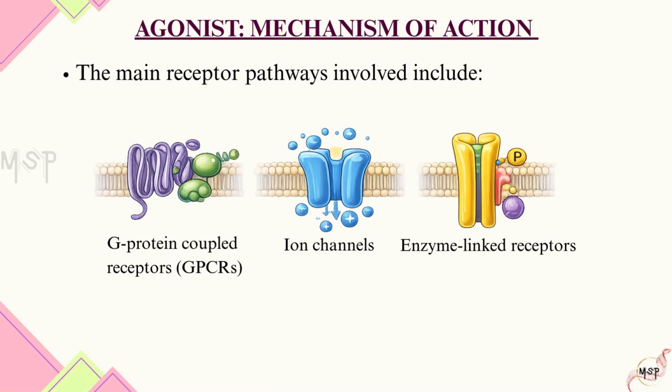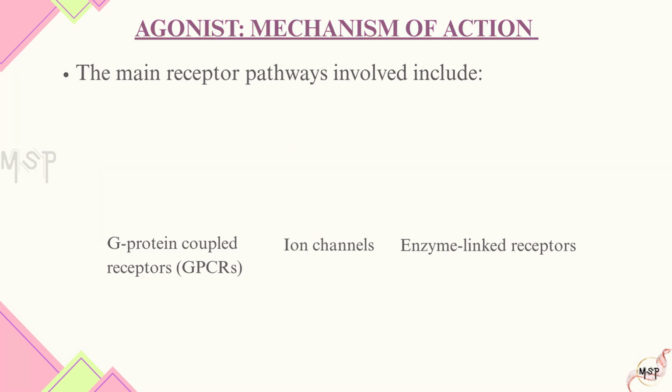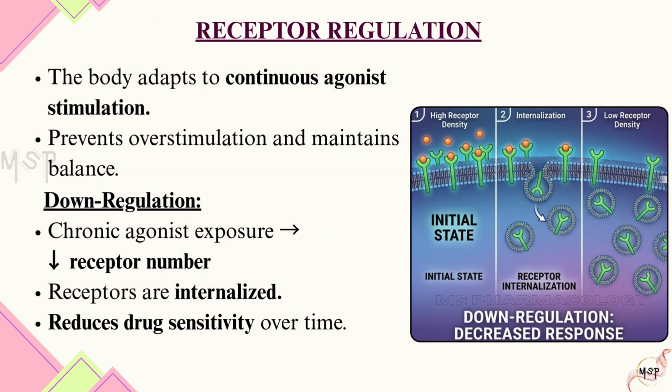The main receptor pathways involved include G-protein-coupled receptors, GPCRs, ion channels, and enzyme-linked receptors. The body doesn't just passively accept agonist stimulation, it adapts. Downregulation. With chronic agonist exposure, cells decrease the number of receptors available, essentially hiding them inside the cell through a process called internalization. This reduces sensitivity over time.